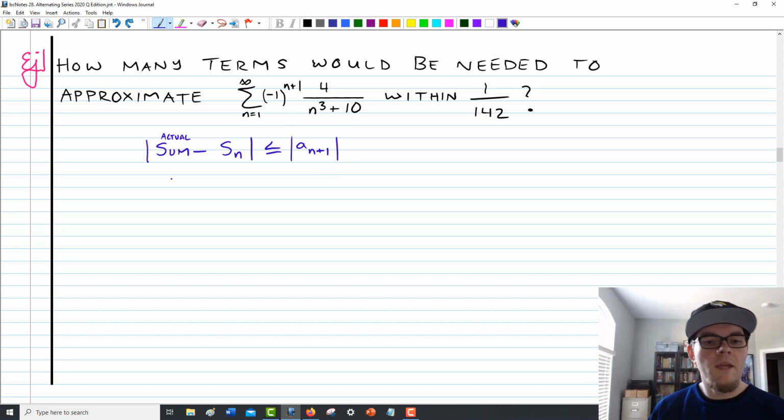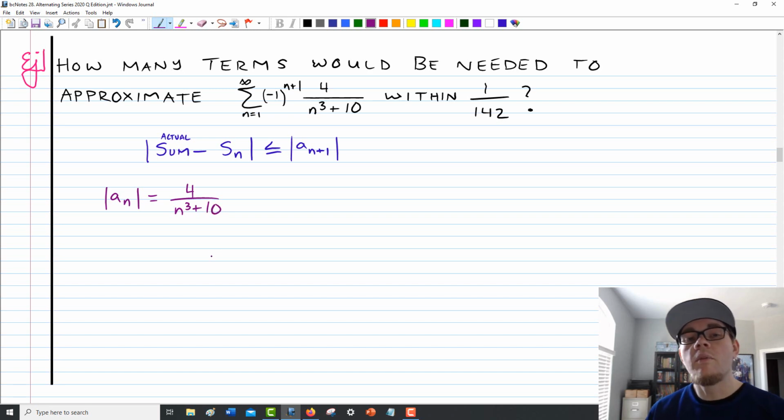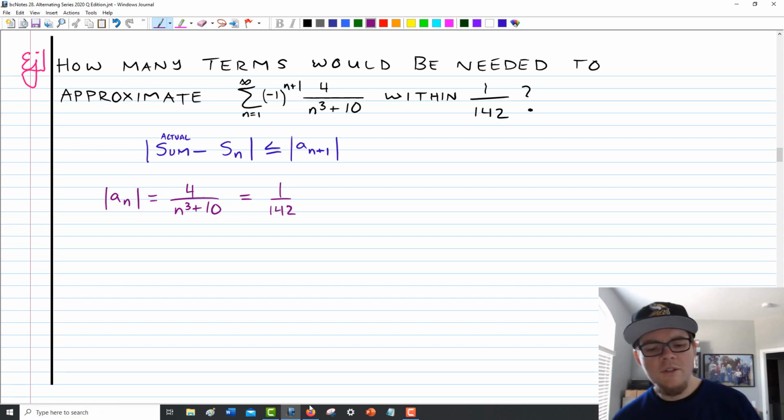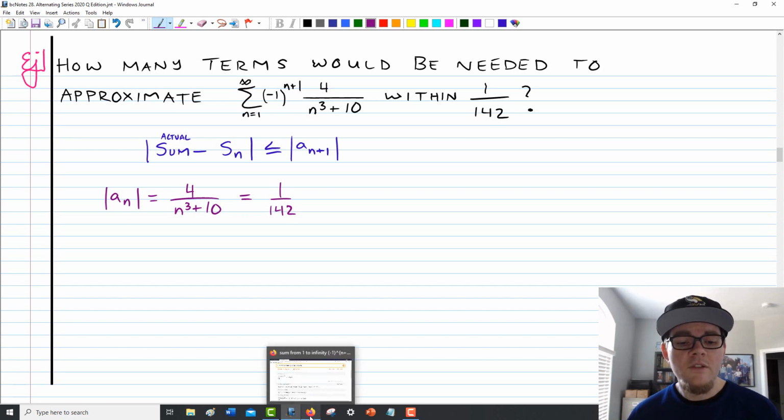Okay, so from here, where are we going to begin? Well, let's just talk about the terms themselves. The absolute value of all the terms of this series will have magnitude 4 over n cubed plus 10. So that should make sense at least. All the terms follow that pattern. That's just what we mean by a series. So the question we want to answer first, at least this is the way I usually find it, is: at what value of n does a term hit that value, 1/142nd?